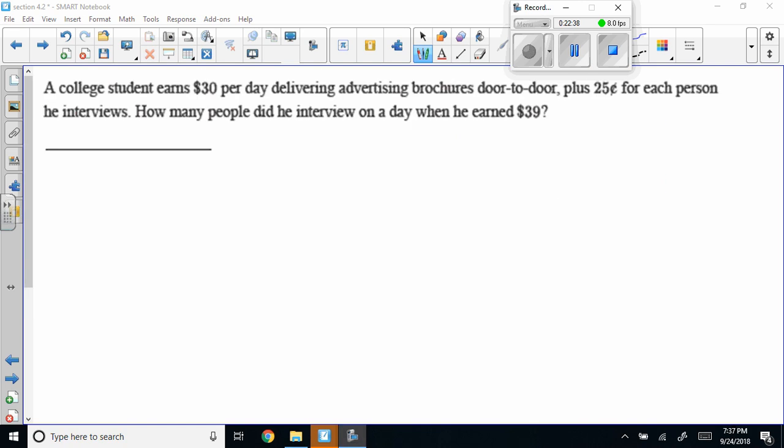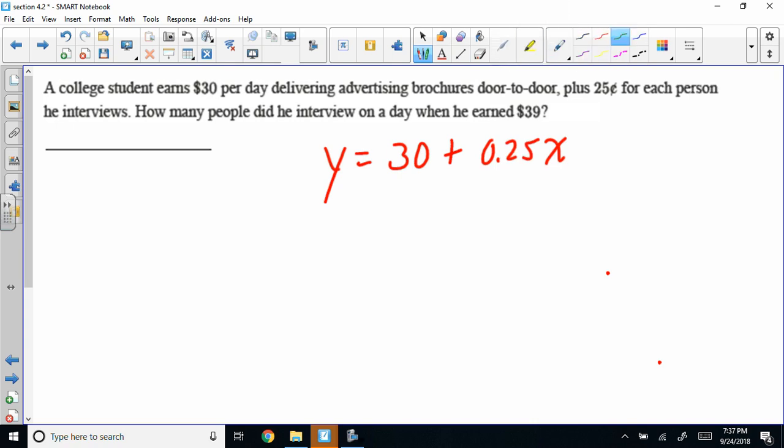A college student earns $30 per day delivering advertising brochures door to door, plus 25 cents for each person he interviews. How many people did he interview on a day when he earned $39? Well, normally you would say y equals what? He gets paid $30 flat, plus 0.25 per person. Well, if he earned $39, that's an output, right?